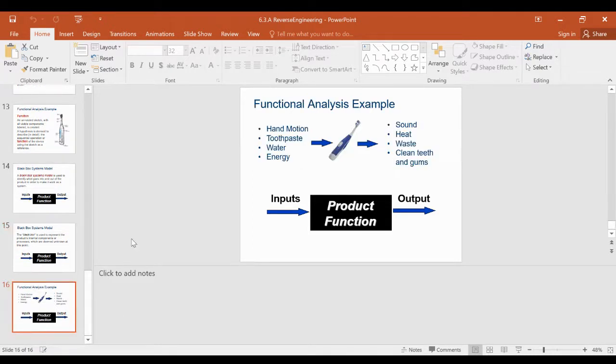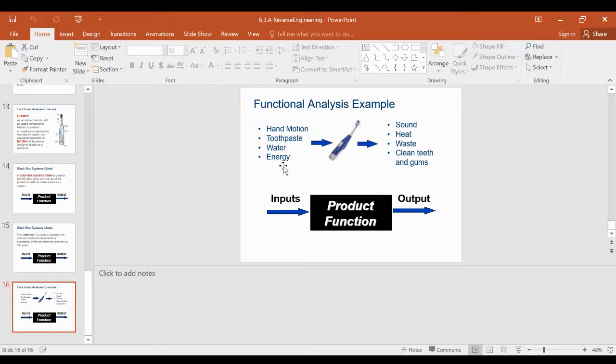So here's our functional analysis example. The things that are input or used with this toothbrush to make it work. Hand motion, right? You got to move your hands to brush your teeth. You need to input toothpaste. You need to input water, unless you're one of those people that brush your teeth without any water at all, but I don't really know what to tell you then. And energy coming from the battery. Then toothbrush works. That's product function. That's interior function. We're not getting to that.